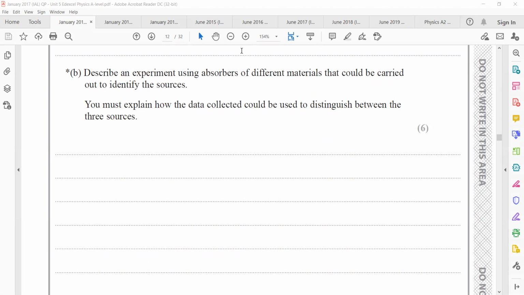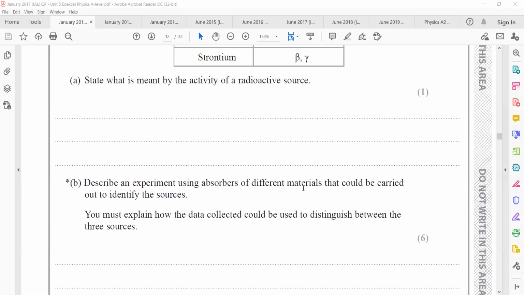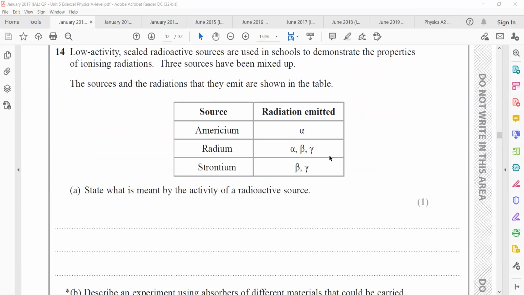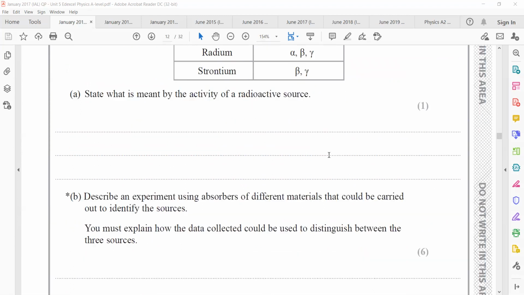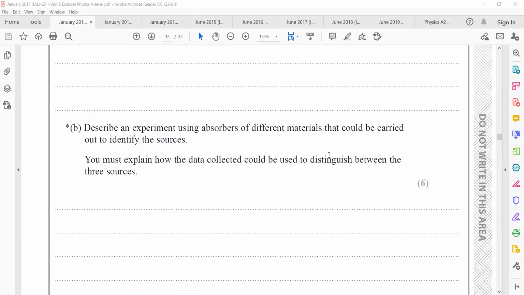Describe an experiment, six marks. Describe an experiment using absorbers of different material that could be carried out to identify the sources. You must explain how the data collected could be used to distinguish between the three sources. So we have americium, which is emitting out alpha. We have radium emitting out alpha, beta, and gamma. And we have strontium that is emitting out beta and gamma.